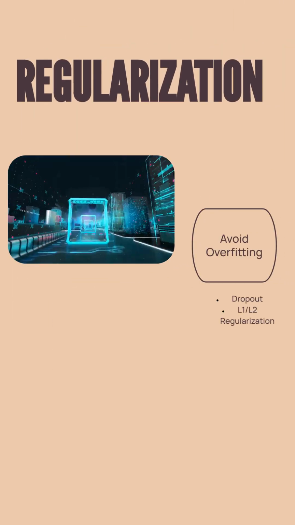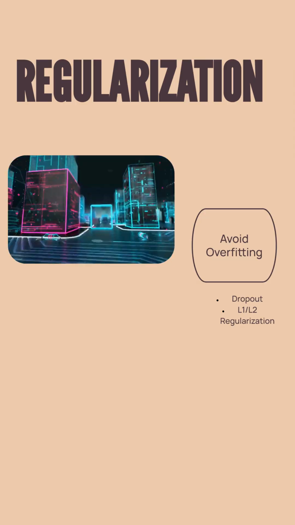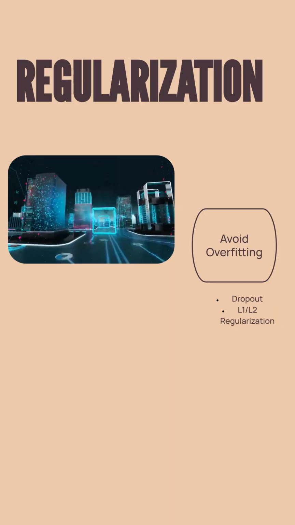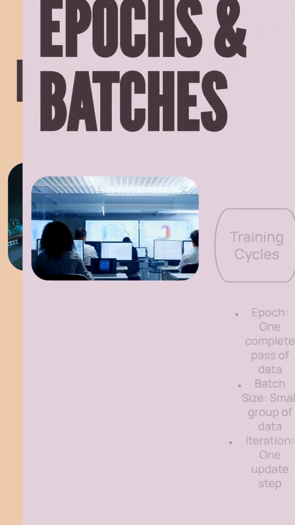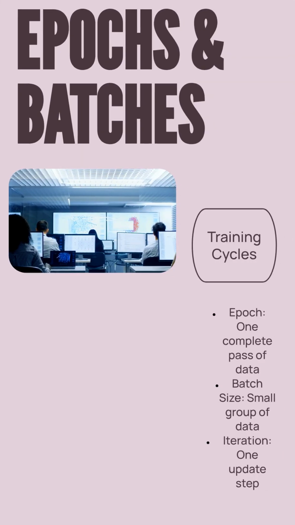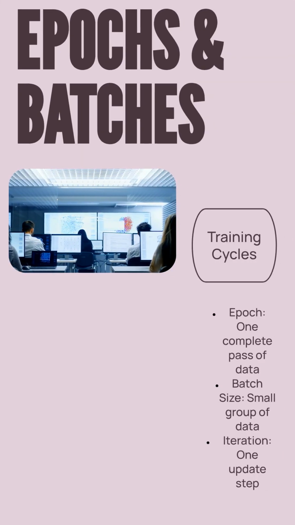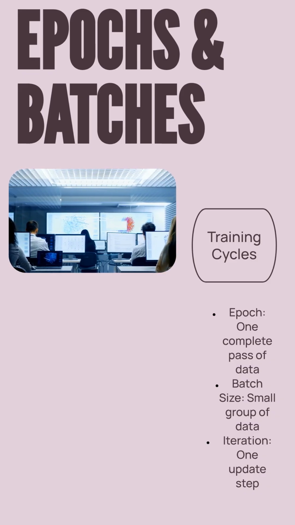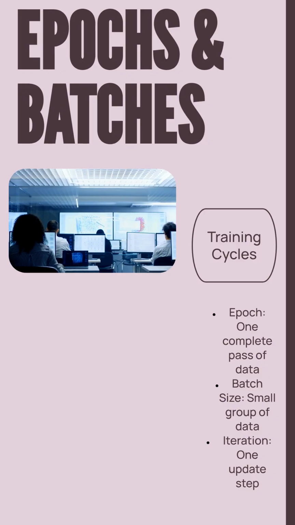Regularization techniques like dropout or L1 and L2 are used to prevent overfitting by penalizing complexity. This stops the model from simply memorizing the training data. Training is defined by key terms. An epoch is one full pass of the data. Batch size is the small group of data processed together. An iteration is one update step taken by the model.